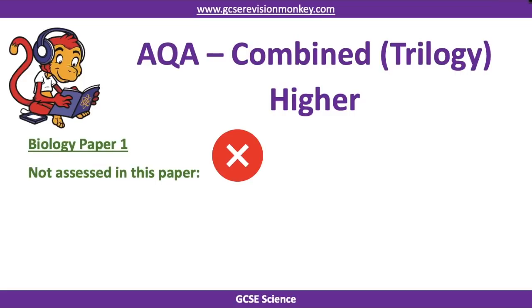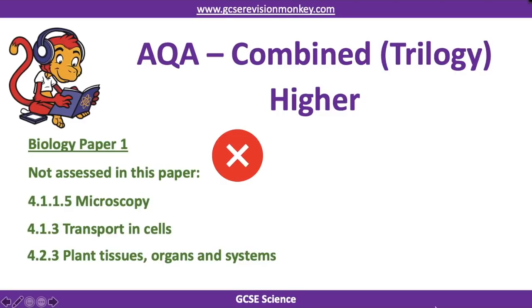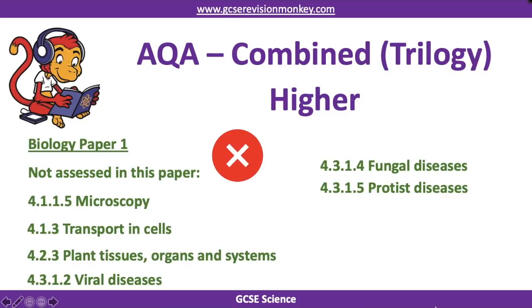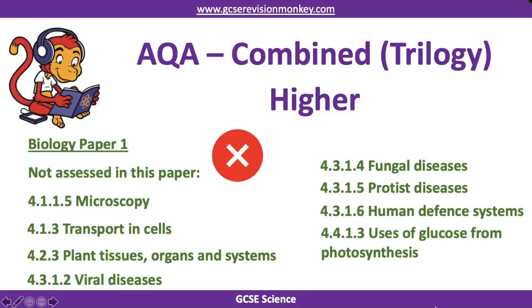So first of all, let's go through what's not going to be assessed on the paper. And these topics are microscopy, transport in cells, plant tissues, organs and organ systems, viral diseases, fungal diseases, protist diseases, human defence systems, uses of glucose from photosynthesis, and response to exercise.